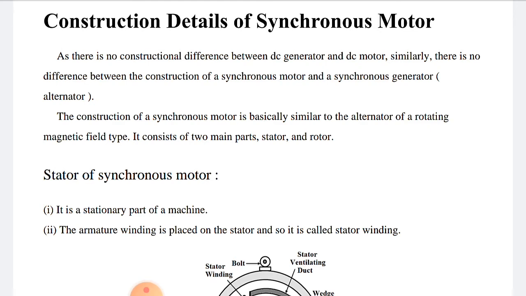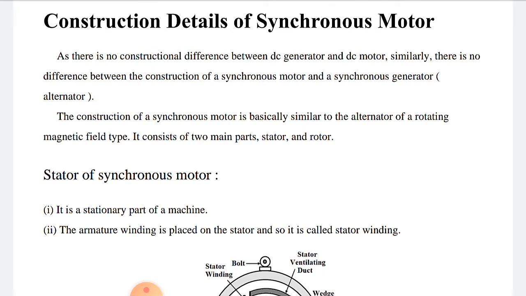What is a synchronous motor? A synchronous motor is the most widely used type of AC motor. An AC motor which runs at constant speed is known as synchronous motor. Synchronous motor is one type of three-phase AC motor which operates from no load to full load. It is similar in construction to an AC generator or alternator, and it works on the same principle of three-phase induction motor.